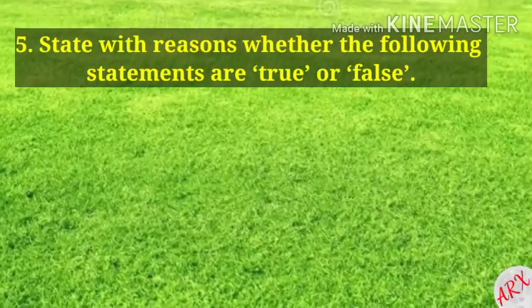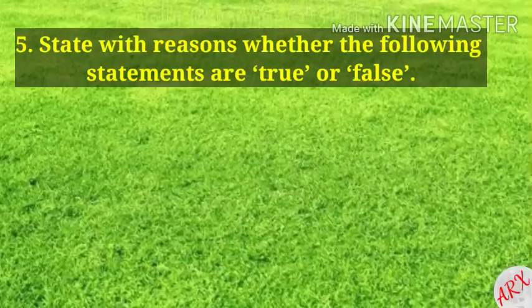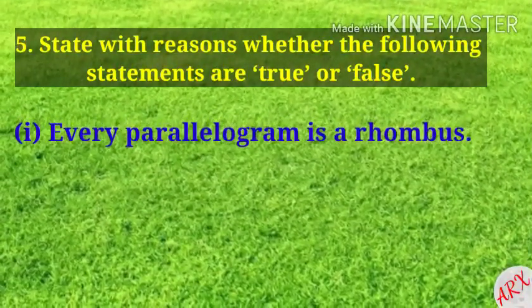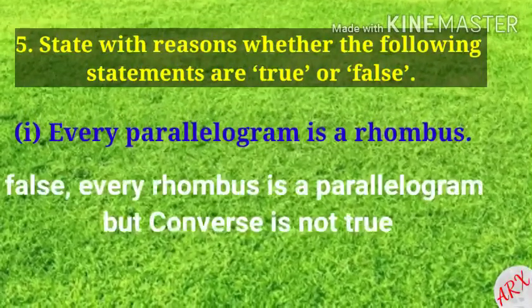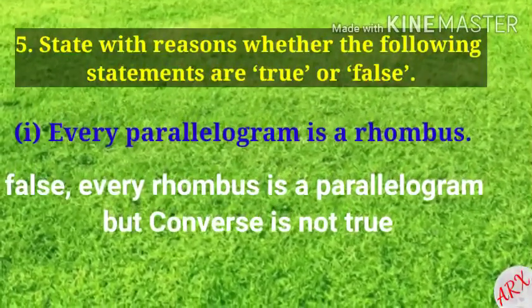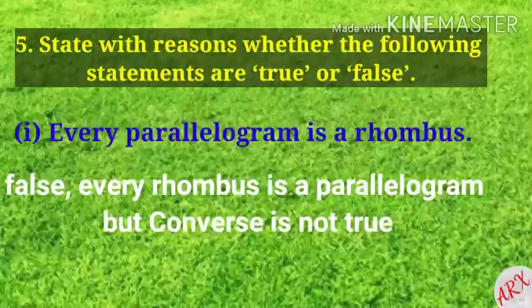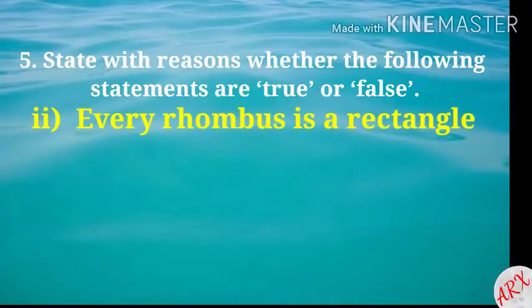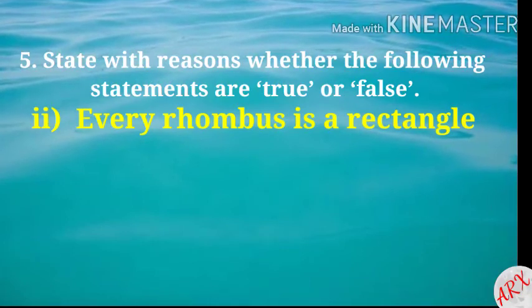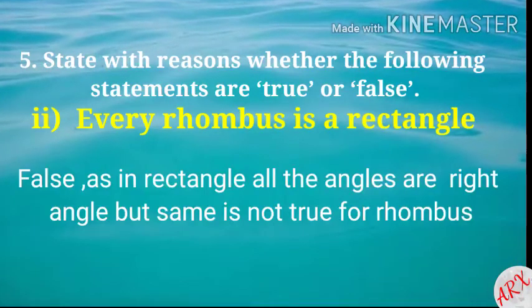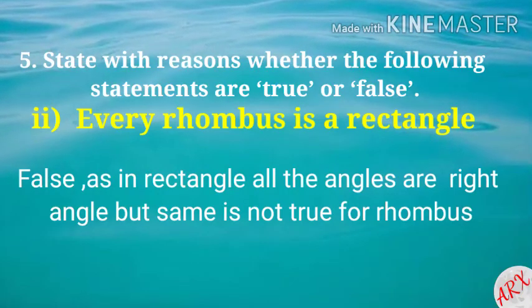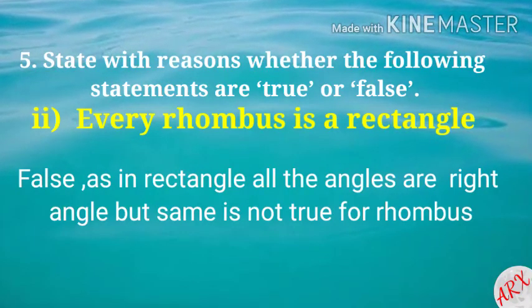Question number 5. State with reasons whether the following statements are true or false. First, every parallelogram is a rhombus. False. Every rhombus is a parallelogram but the converse is not true. Second, every rhombus is a rectangle. False, as a rectangle has all angles right angles, but the same is not true in a rhombus.